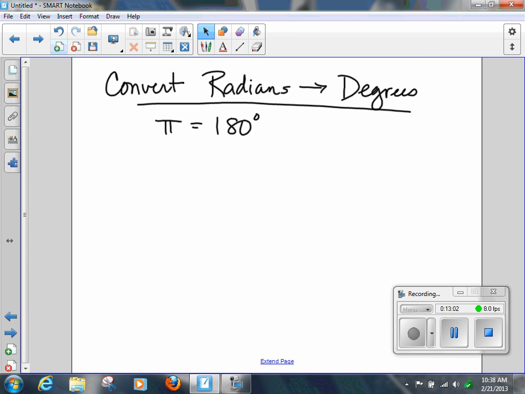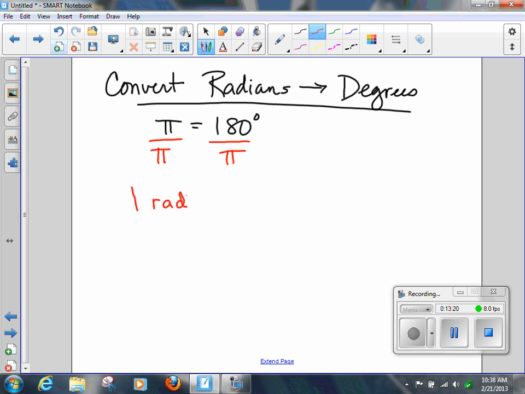And I want to find out what 1 radian is equal to. So what do I divide by this time? I divide by pi. What I do to one side, I have to do to the other. What's that give me on the left side? That gives you 1 radian is equal to what? 180 over pi. So we've got 2 conversion factors now.